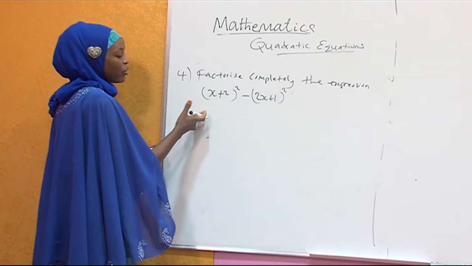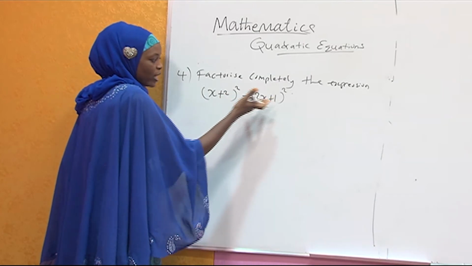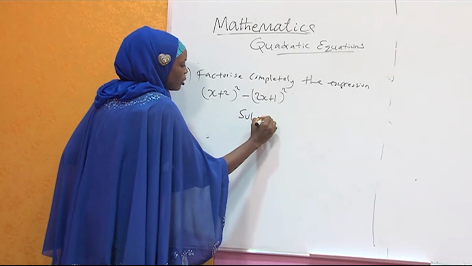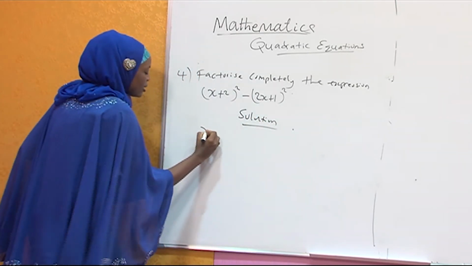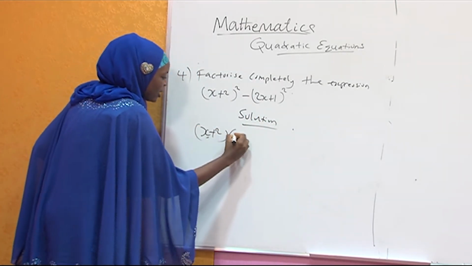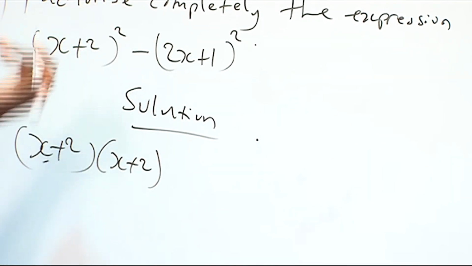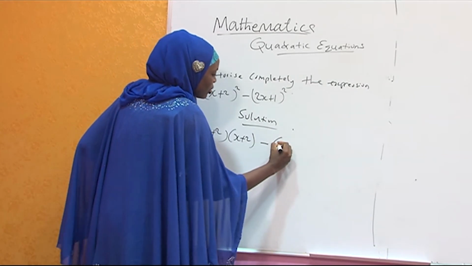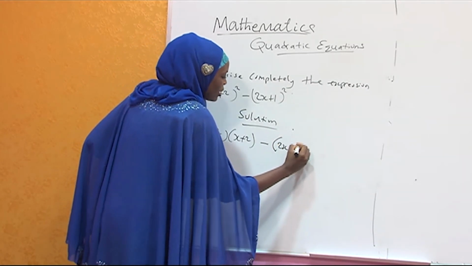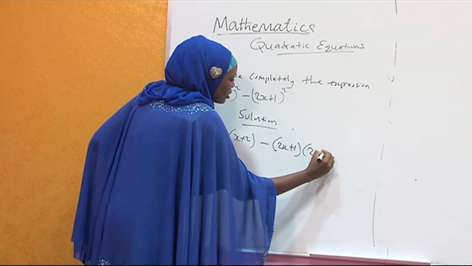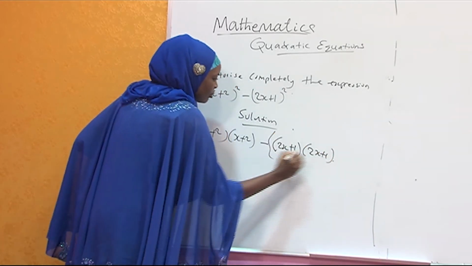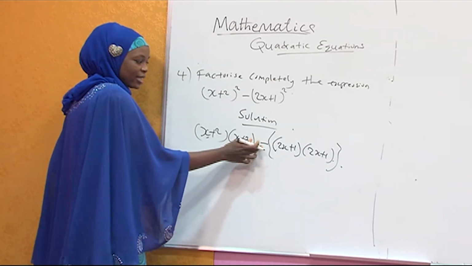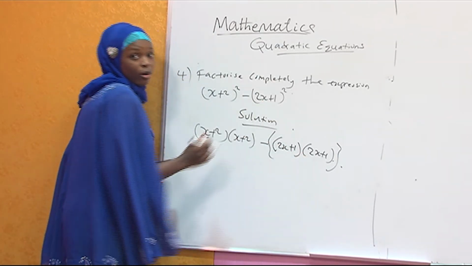To factorize this, let us try to open up the brackets. (x + 2) squared will give you (x + 2) and another (x + 2). When you have a power of 2, it means you write it twice. With this minus (2x + 1)(2x + 1). I'm putting it in brackets because this negative sign belongs to these two brackets.